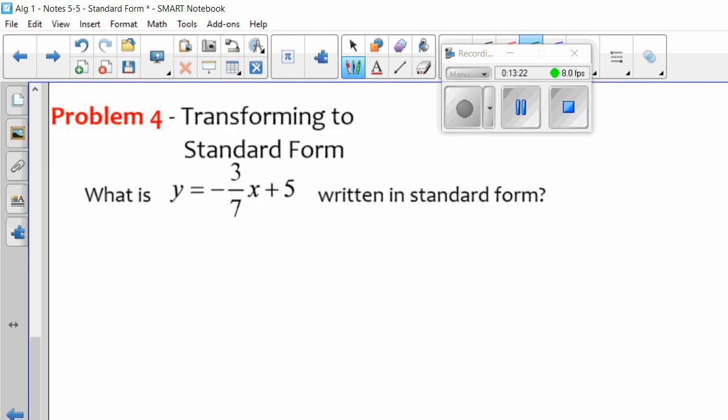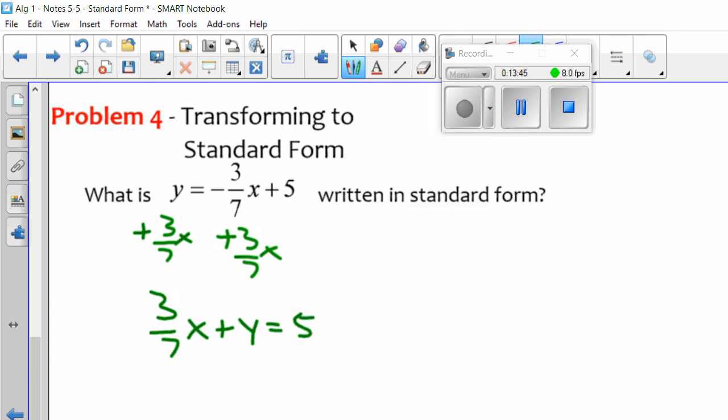We need to rewrite this in standard form. So we got to go back to our 3 questions. Are x and y on the same side? No, they're not. So that means I've got to move the x to the other side. So I need to do the opposite. So I'm going to add 3 over 7x to both sides. So now I get this. They went away. I was left with that 5.